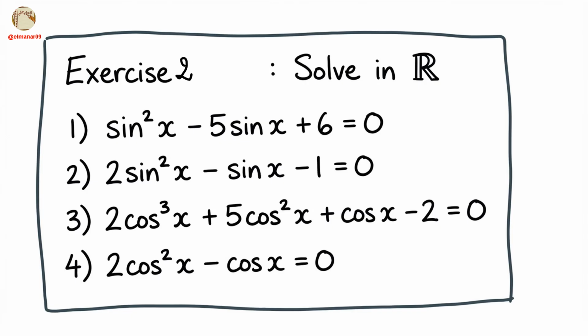Fourth equation. Finally, the most elegant one to wrap things up. 2 times cosine squared of x minus cosine of x equals 0. That's our program, dear students. Remember, it's through practice that you'll become true masters of trigonometry. Shall we begin? Let's go.